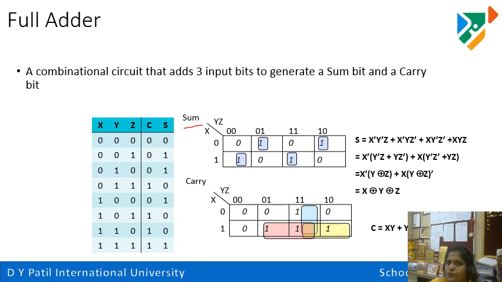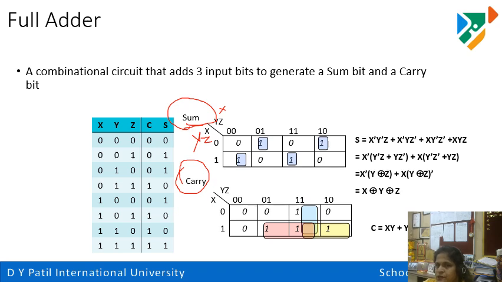So there are 2 outputs. For sum we will make one K-map. For carry we are going to make a K-map. So we will just consider the sum case here. It is 3 input. X and Y Z, you can keep it, or you can keep X here and Y Z here. It is all right. Or X, Y here and Z here. It is all right. Now we have considered X and Y, Z.